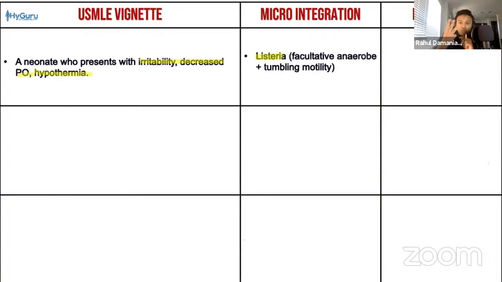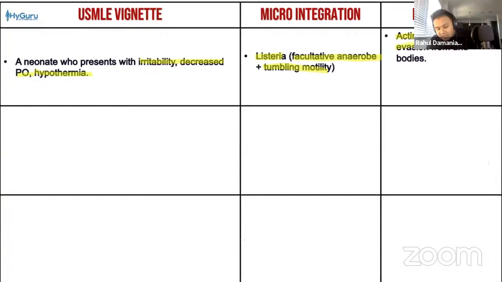Now remember, listeria is going to be a facultative anaerobic agent that is going to have that cool tumbling motility. And the key points related to listeria that the USMLE wants you to know from a pathophysiology standpoint is that listeria forms these actin rockets, and thus it goes from cell to cell without going into the extracellular environment. So it evades the antibodies.